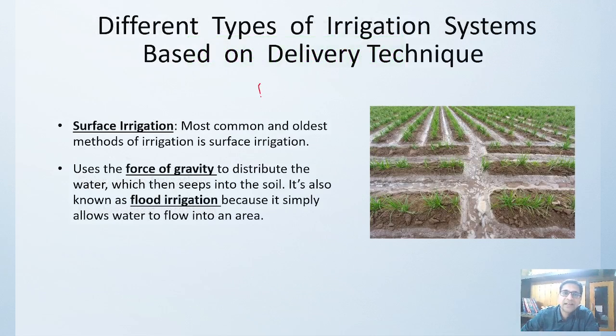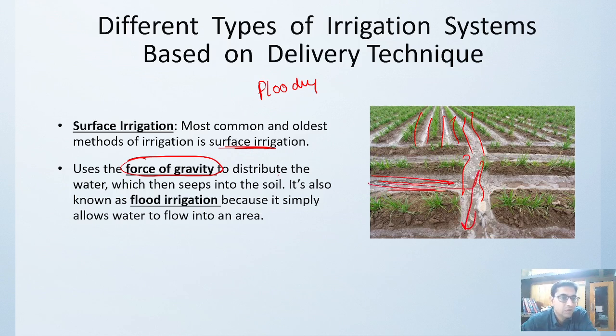Surface irrigation is like flooding the field. Flooding. Okay, you can see here, the water is coming, and you have made some small canals in your fields. Okay, so this is called surface irrigation. It goes through the force of gravity. You do not do anything. You just simply make these channels, and automatically the water flows through gravity over there. It is also called flood irrigation. That is called surface irrigation.